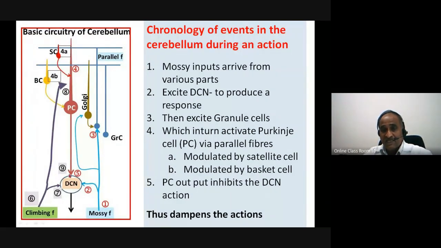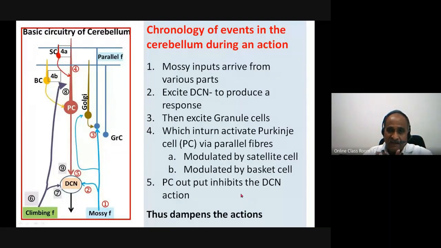So it releases GABA here. It is glutamate here, and it is glutamate here. The granule cell secretes glutamate, and the Mossy fibers release glutamate, excitatory transmitters. The remaining are all GABAergic. So this output is GABAergic. The output of the basket cell is GABAergic. The output of the Golgi cell is GABAergic, inhibitory. The output of the Purkinje cell is GABAergic. So thus what happens is it dampens the action.